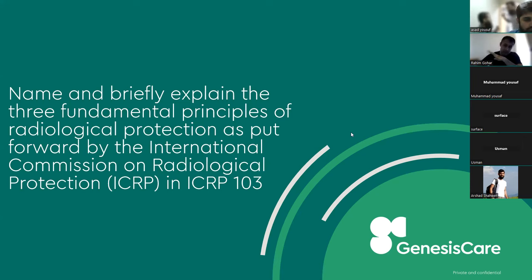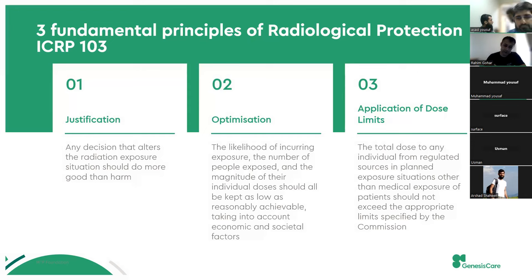ICRP 103, that you need to justify, first of all, any radiation exposure, any decision, you need to justify. That's what they are discussing. And optimization, of course, you need to optimize, not to give excess dose unnecessarily, right? And then the application of dose limits. We know every organ tolerances, and you have to limit the dose and keep it minimum. And the way you said, Usman, it is applicable here. The ALARA principle is applicable here, in how you are optimizing, right? So it's a kind of sub, but in general, these are the three things they have mentioned there.